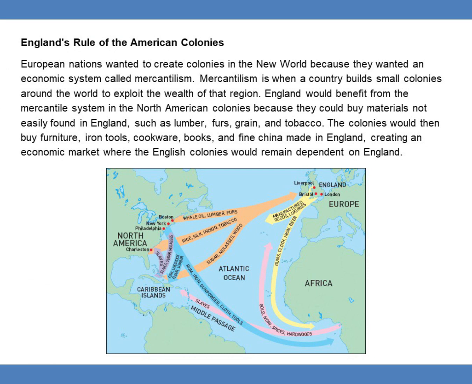England would benefit from the mercantile system in the North American colonies because they could buy materials not easily found in England, such as lumber, furs, grain, and tobacco. The colonies would then buy furniture, iron tools, cookware, books, and fine china made in England, creating an economic market where the English colonies would remain dependent on England.